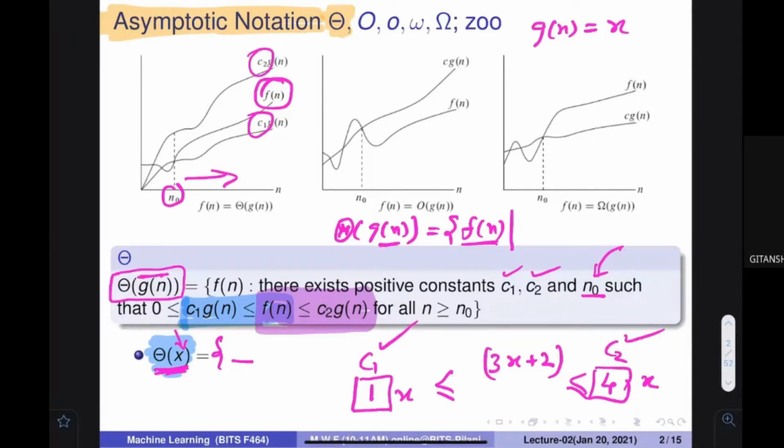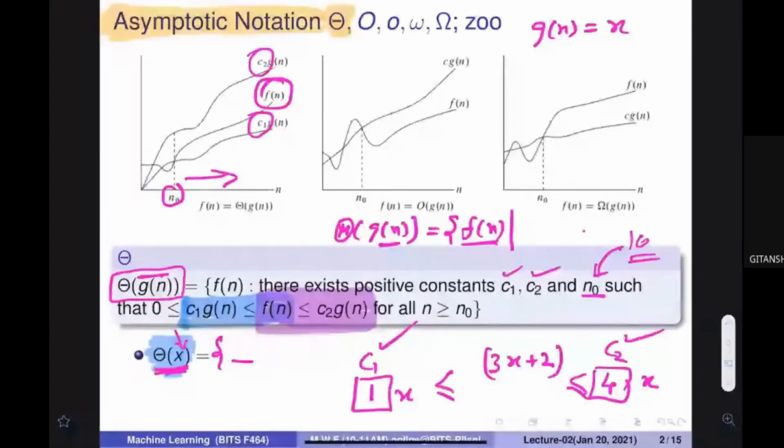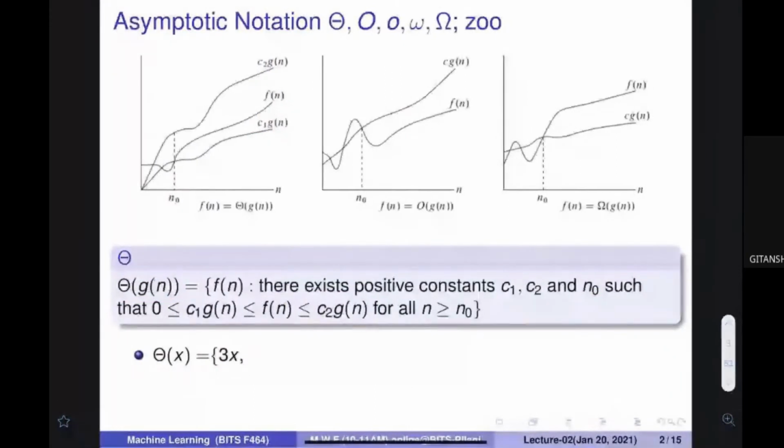So I need not be very tight. Any value can help. For example, if n is greater than or equal to 10, then this is going to be satisfied. So with this understanding, this particular function 3x plus 2 is going to be inside this particular set. Make sense? Similarly, if I ask you whether 3x is inside this set, you can say yes.